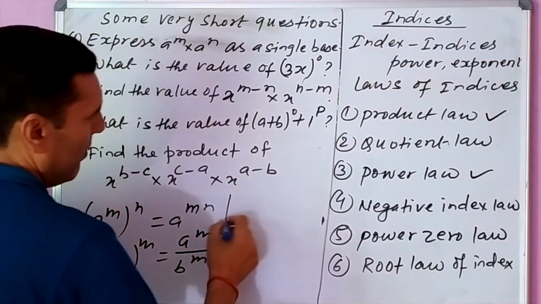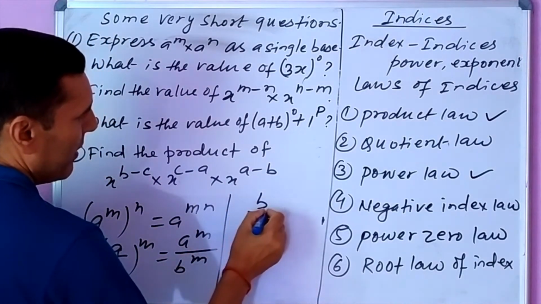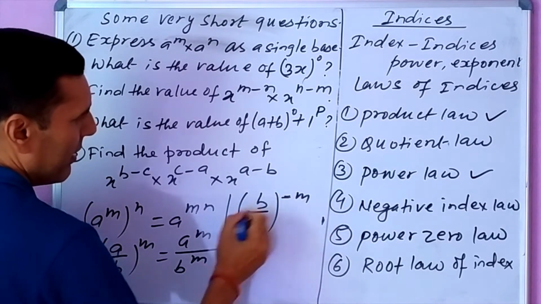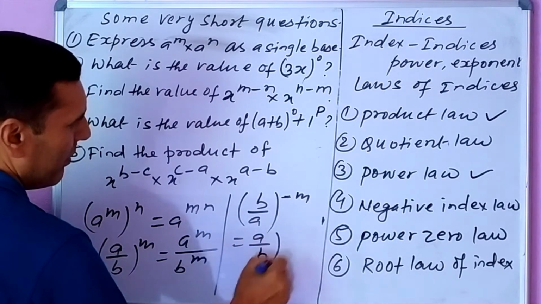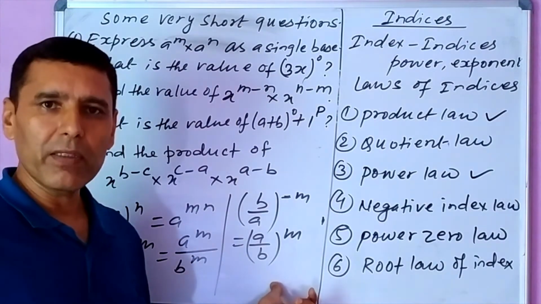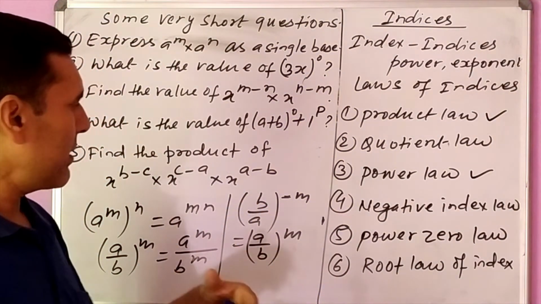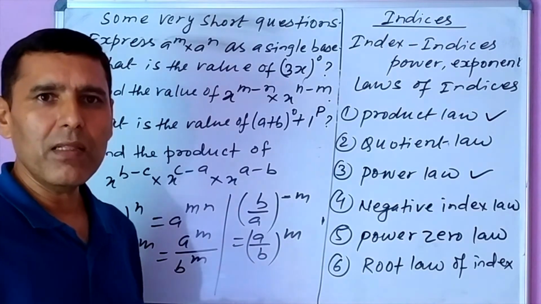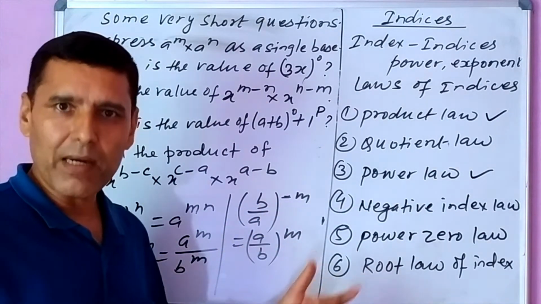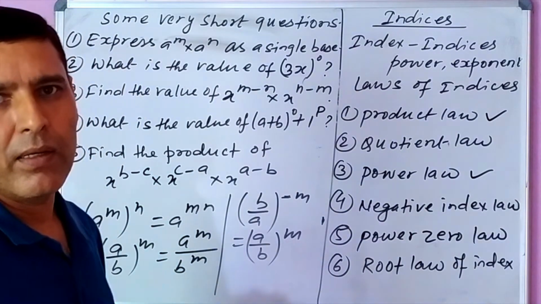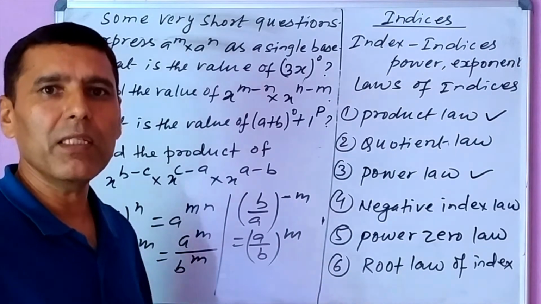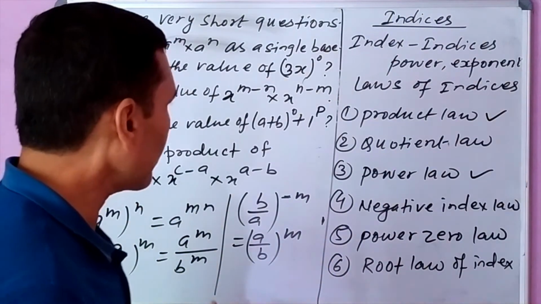And one important thing: if we have (b/a) to the power minus m, and we interchange the numerator and denominator, we can write (a/b) to the power m. So this law also will be very useful for us. That means when numerator and denominator are interchanged, the sign of the common power is changed. If it is plus, it becomes minus. If it is minus, it becomes plus.